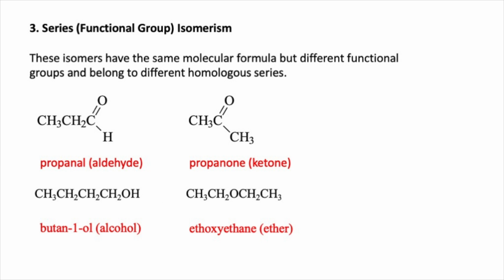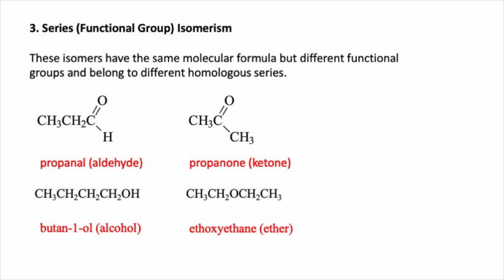Now the final type of isomerism you will encounter is called series or functional group isomerism. Now these isomers have the same molecular formula but different functional groups, and therefore they belong to different families or homologous series. So let's look at some examples of series functional group isomerism. So if we have the molecular formula C3H6O, it's possible to have structural isomers that exist that are members of different families or different homologous series.